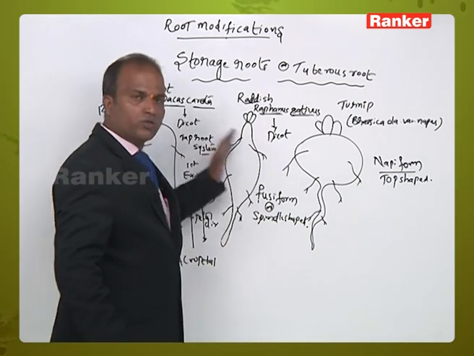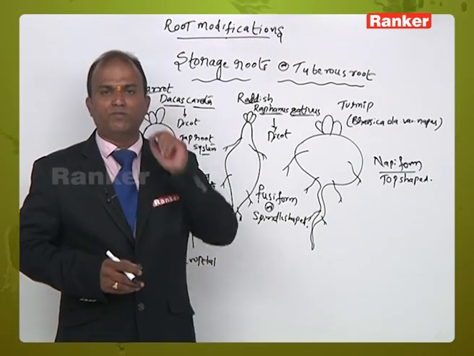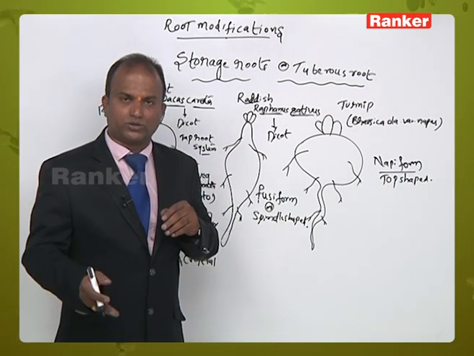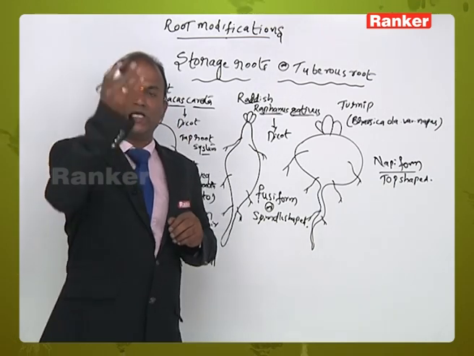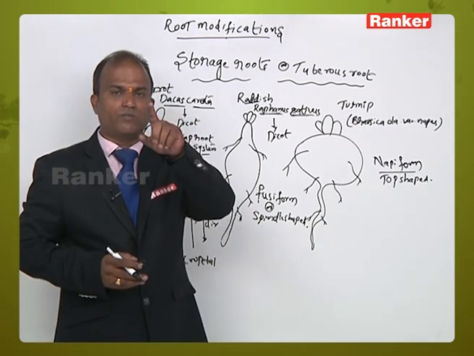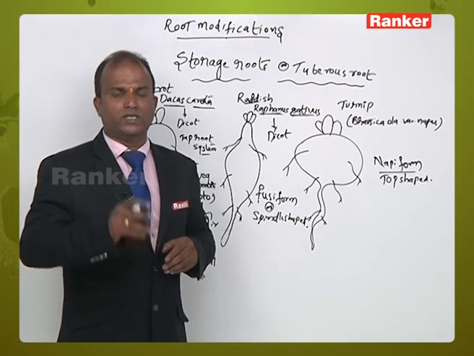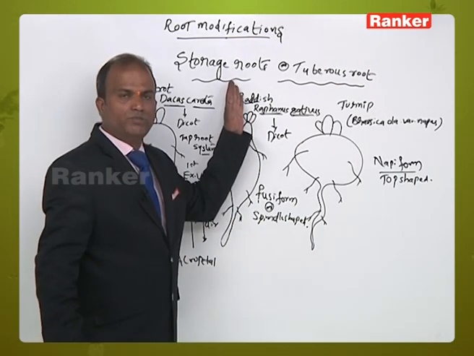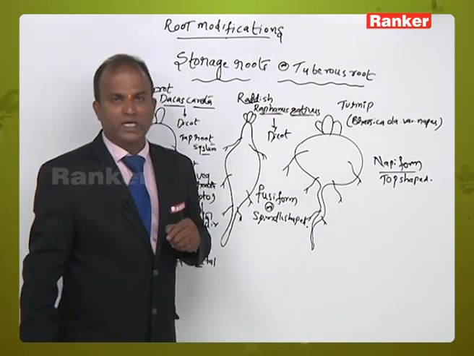If these root crops are harvested at the end of the second year, who will be the loser? The farmer will be the loser. Why? Because during the second year, the reserved food materials stored in the root during the first year move in the upward, acropetal direction and are utilized for the production of fruits and seeds. This is about storage roots or tuberous roots, and the remaining examples are present.